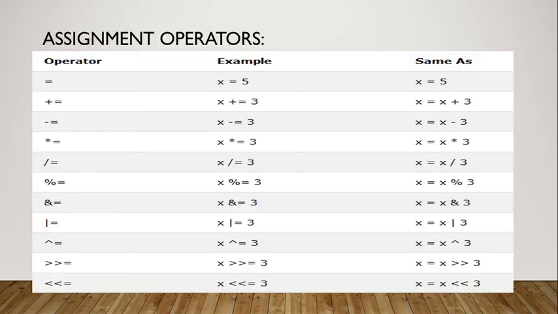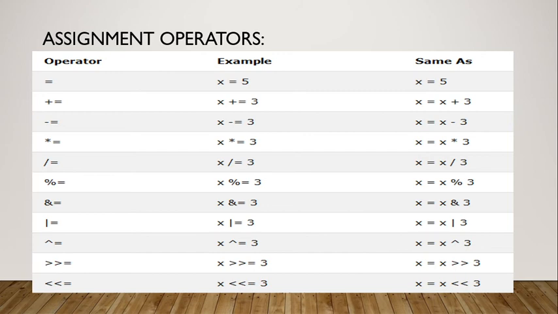Assignment operators. Following are the assignment operators supported by Java language: simple assignment operator, add and assignment operator, subtract and assignment operator, multiply and assignment operator, divide and assignment operator, modulus and assignment operator, left shift and assignment operator, right shift and assignment operator, bitwise and assignment operator, bitwise exclusive OR and assignment operator, and bitwise inclusive OR and assignment operator.